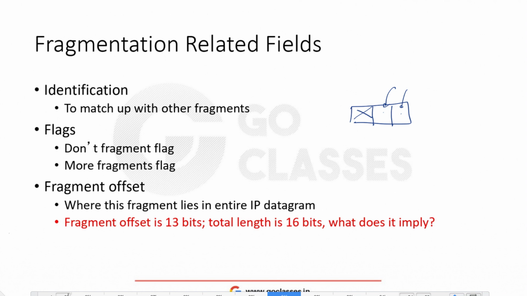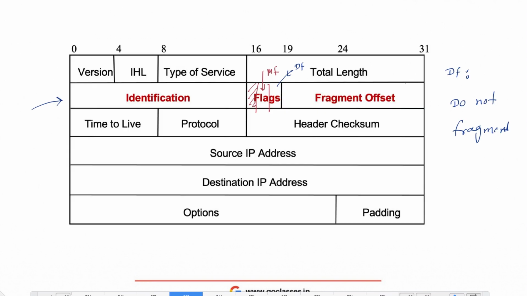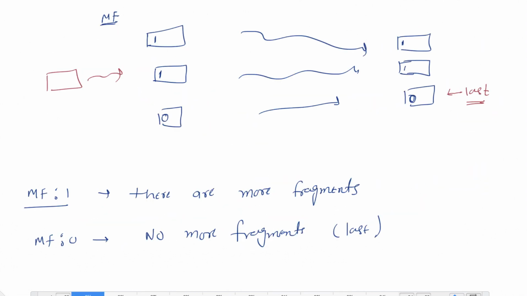Now there is one catch. If you just notice, fragment offset is just 13 bits. See here, this is just 13 bits because these are the 3 bits, so the remaining are 13 bits, which means I can say 2 power 13 bytes as a maximum fragment offset, which means this datagram can maximum be followed by 2 power 13 data bytes, right? Because the fragment offset can have a maximum value of 2 power 13. But my total length is basically 16 bits, which means it can have 2 power 16 as total data. So you see the problem.